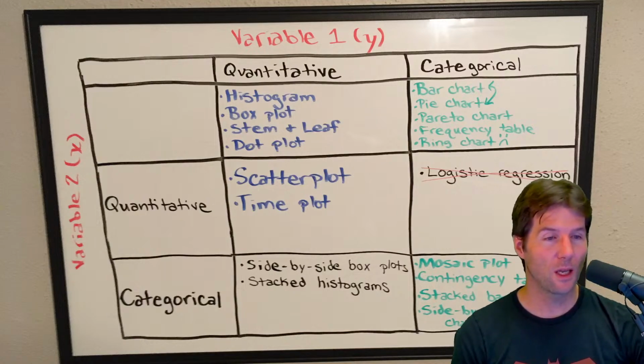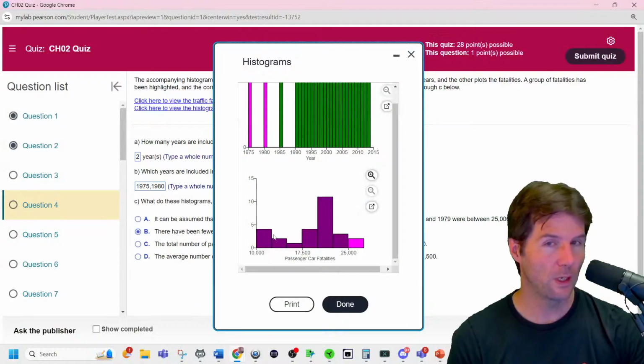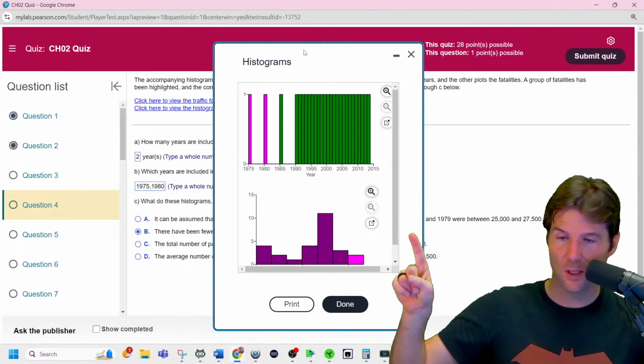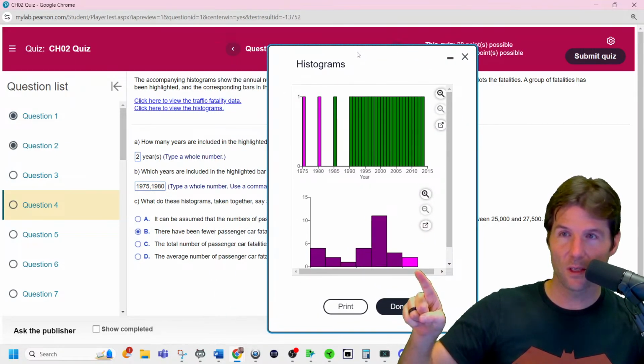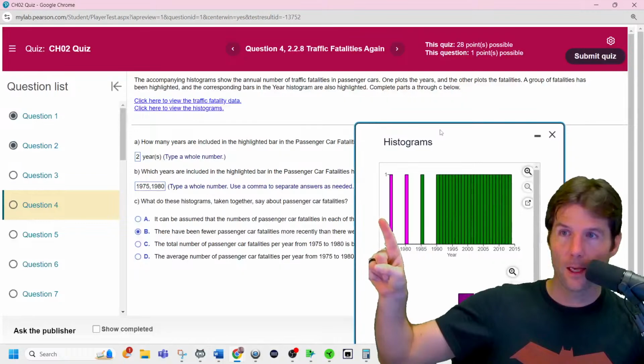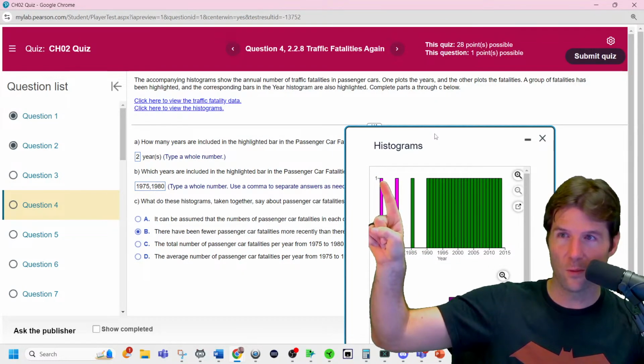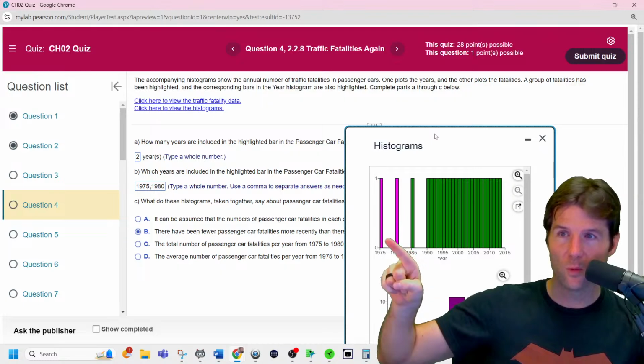Can you explain again why is 2 between... Oh, so it's just asking how many years is in this bar specifically? How many years is in that highlighted bar? And the years are the 1975 and 1980 year as shown here, which have a count of 1. That says 1 right there. And there's 1 1975 observation and 1 1980 observation.